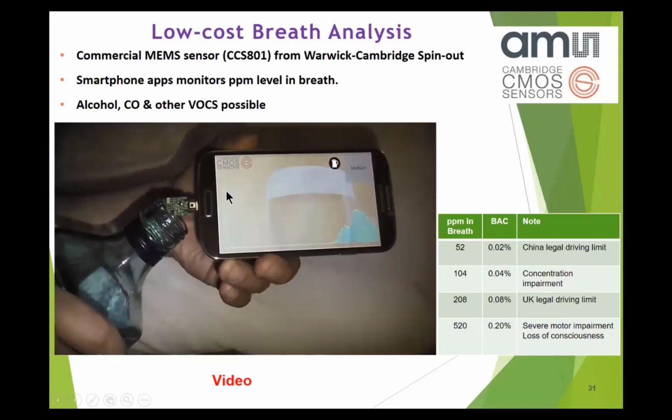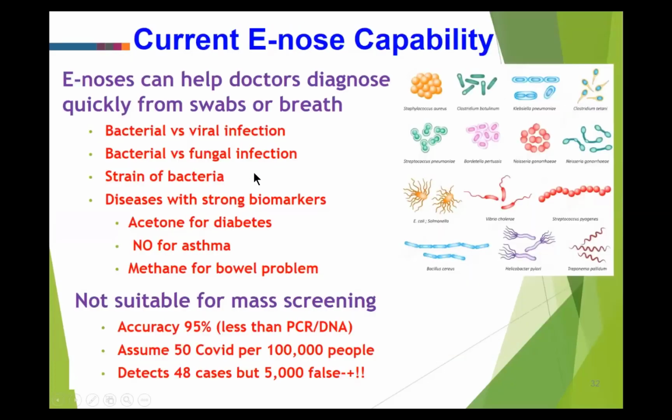In terms of what can we do now, and then finishing off with the future in a few minutes. So e-noses can help doctors diagnose from swabs and breath. And I think they are useful in terms of saying, is it a bacterial infection or a viral infection? So if you go to the doctor, he uses one of these, he could say, no, it's a virus, no point to use antibiotics, or he could say it's a bacteria. Similarly, with a fungal infection in the ear, he could discriminate those, and he should be able to get what sort of bacteria it is, and then we'll be able to do this.